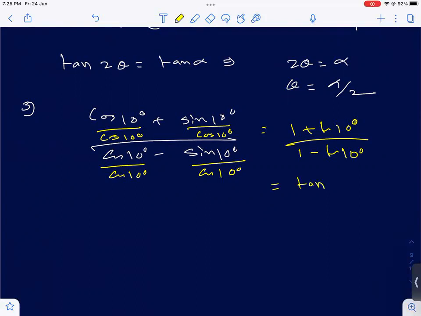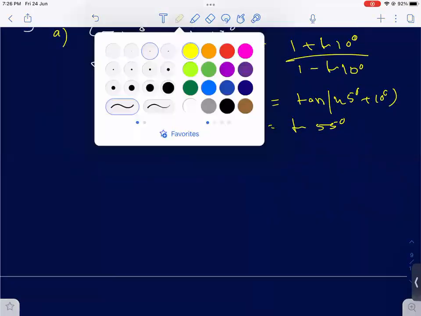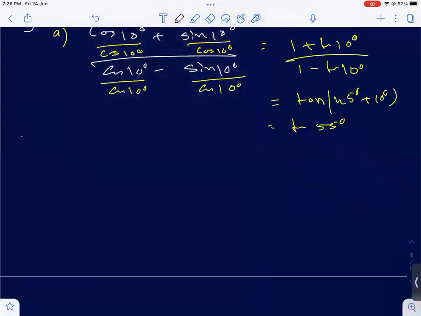So tan (45 plus 10), that is tan 55, it is coming. So this is A.